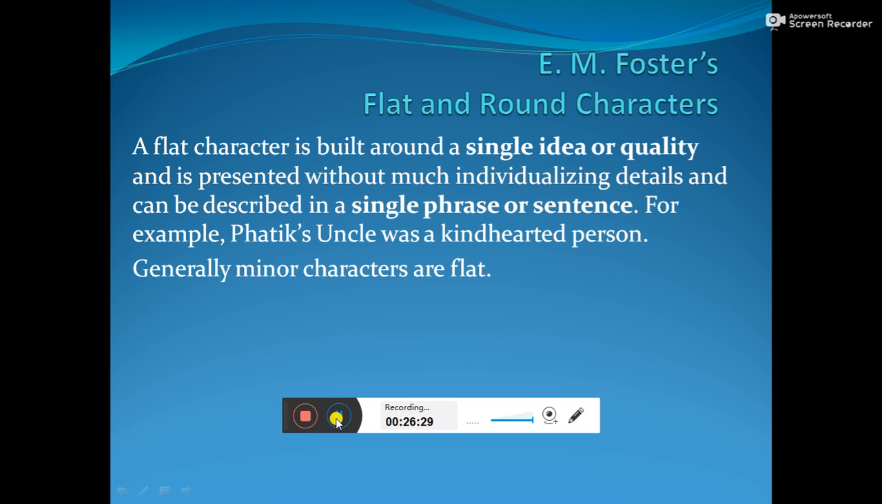For example, last year you studied Rabindranath Tagore's The Homecoming. In that, the protagonist is Phatik and his uncle. We can just in a single sentence say that Phatik's uncle was a kind-hearted person, because his actions or reactions do not reveal many individualizing details of that character. Generally, not always, but generally minor characters are flat. Obviously, there are some protagonists or major characters who can also be flat, but generally speaking, minor characters are flat.